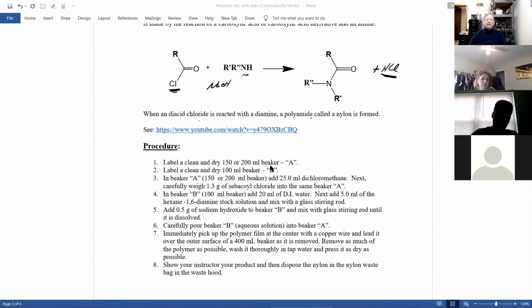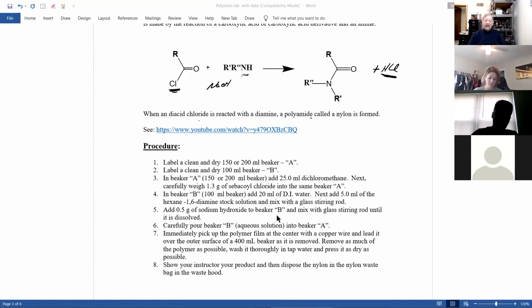All right, one beaker you label A, the other B. In A, you measure out 25 milliliters of dichloromethane. Then you put in sebacoyl chloride, the diacid chloride, in that beaker. In a separate beaker, B, you put in 20 milliliters of DI water, and he said he had the water in with the diacid. He was wrong there. He got confused because you never want water with the diacid chloride. It will react.